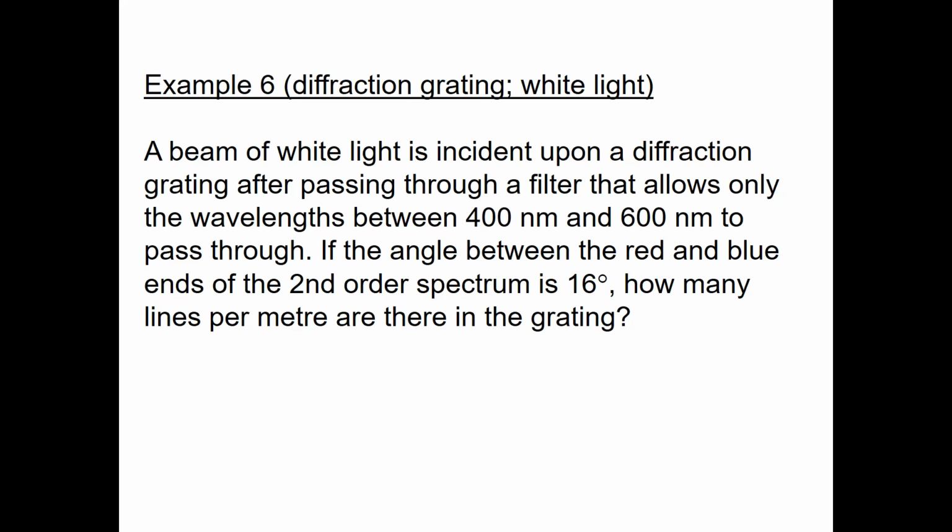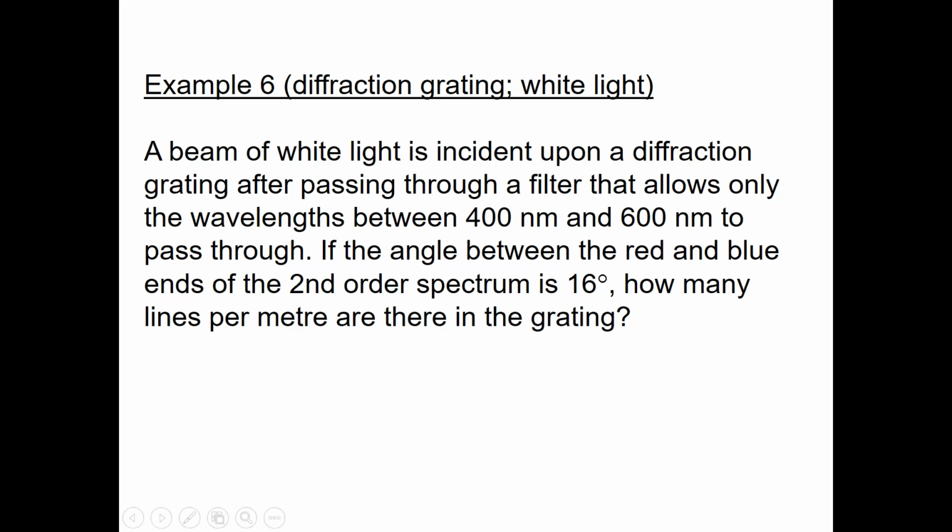You have a beam of white light incident upon a diffraction grating after passing through a filter that allows only wavelengths between 400 nano and 600 nano to pass through. So we have the two ends of the wavelength, from the smallest 400 nano to the largest 600 nano. The angle between the red and the blue ends of the second order spectrum is 16 degrees. So that means they're telling you that between the red and the blue, the start of the second order spectrum and the end of the spectrum, is 16 degrees. So how many lines per mm are there in the grating?